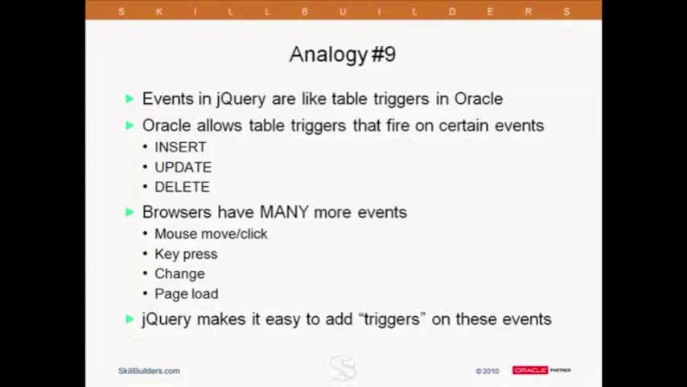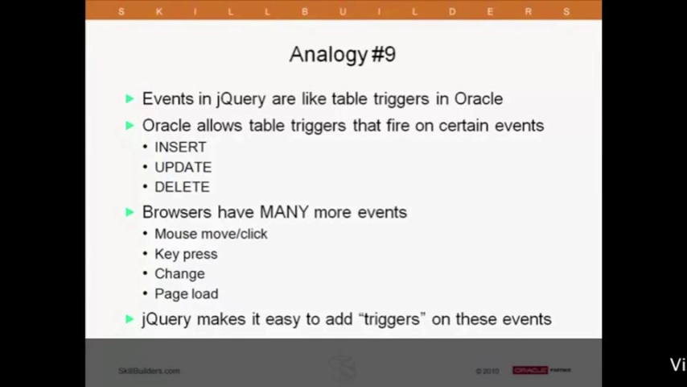It's no different than a table level trigger in Oracle, right? We can add triggers onto our tables. They can be set up to fire on insert, update, and delete. So a limited number of events related to tables in Oracle, lots more in JavaScript. And jQuery makes it really easy to work with events. So the analogy is events in jQuery are just a lot like triggers in Oracle.